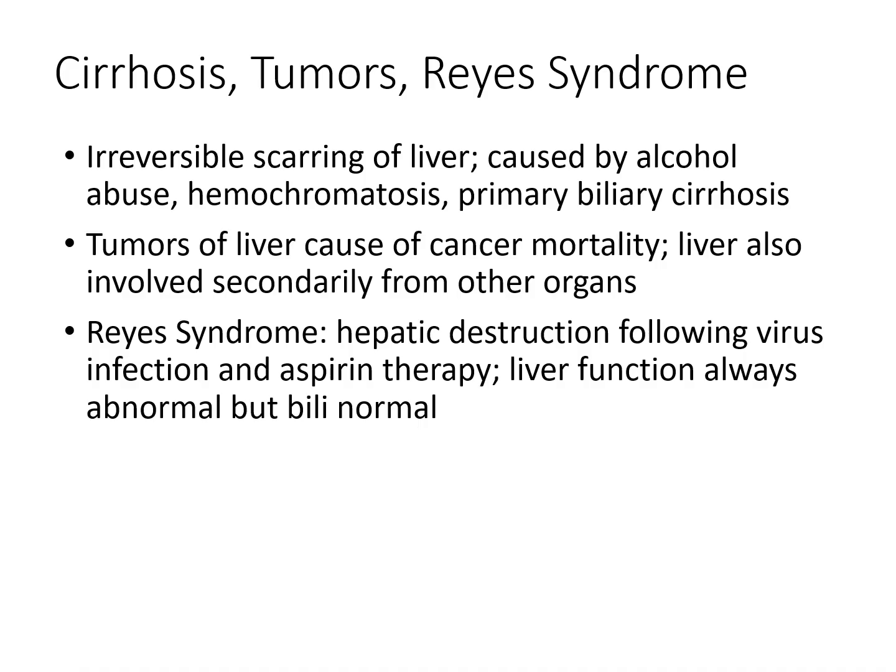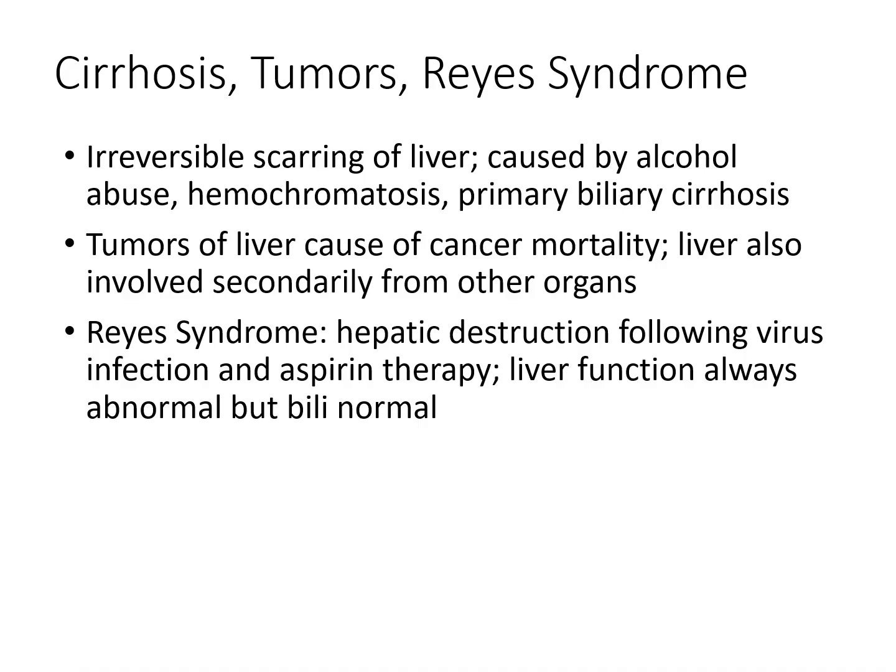Cirrhosis refers to irreversible scarring of the liver. It results from chronic liver damage and leads to loss of normal liver function. Common causes are alcohol abuse, hemochromatosis, which is iron overload, and primary biliary cirrhosis, which is an autoimmune disease affecting the bile ducts. We also have liver tumors. Primary liver tumors are a significant cause of cancer-related mortality.